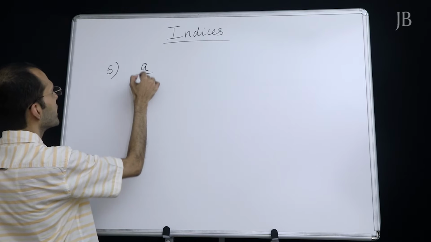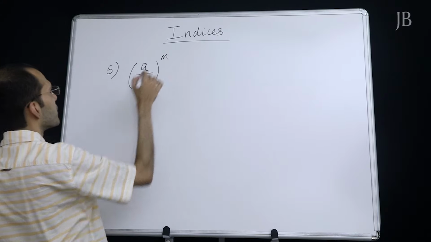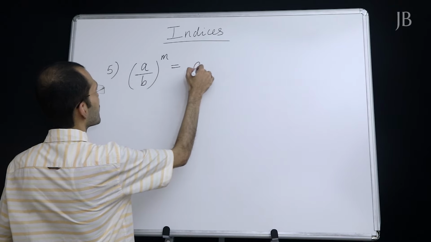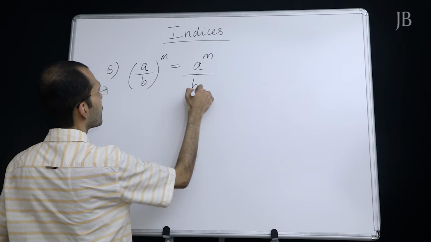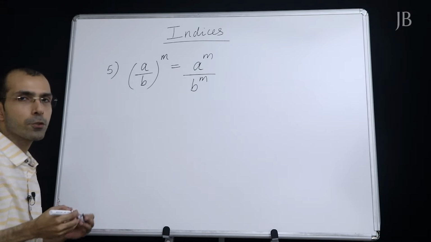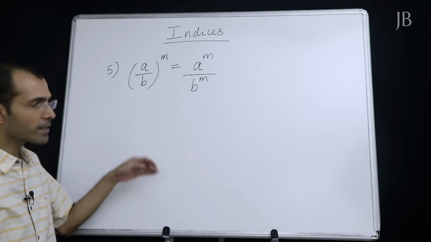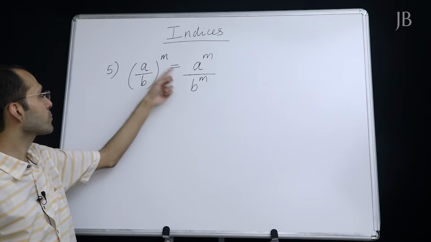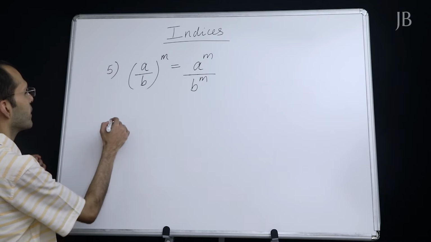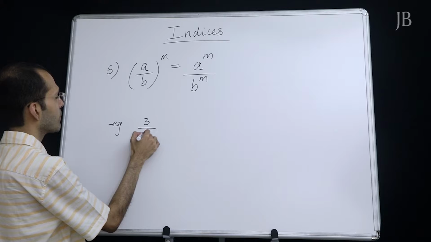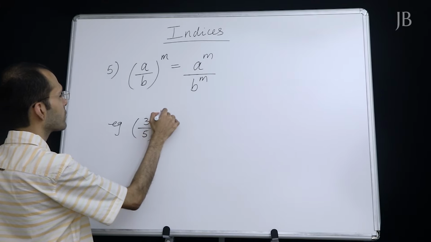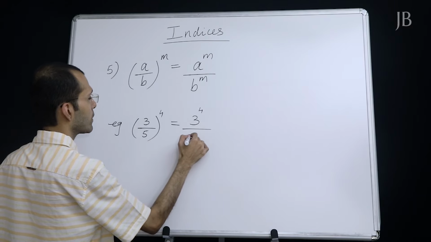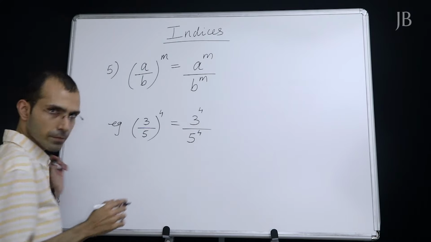Then a upon b, the whole raised to m. This will be a raised to m upon b raised to m. The same power will be given to both the terms if it is a multiplication sign or division sign. So a upon b, the whole raised to m will be a raised to m upon b raised to m. Example, 3 upon 5, the whole raised to 4. This will be 3 raised to 4 upon 5 raised to 4.